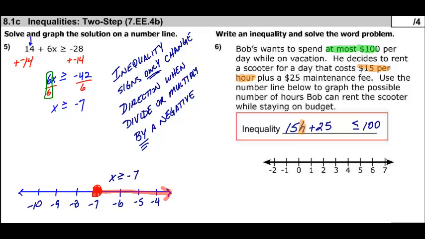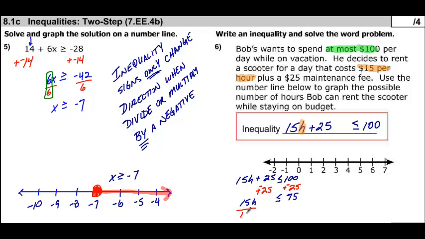So our first step here, let's go ahead and bring our inequality down. They didn't give us a huge amount of room to work, but we'll make it happen. So less than or equal to 100. Step 1, get rid of the constant. So we're going to add a negative 25. Nice thing about these problems is you're not going to have negatives in here. You can't have negative hours. They wouldn't charge a negative maintenance fee. That'd be giving you money. They're not going to give you money to rent their scooter. So that leaves us with 15H less than or equal to 75.